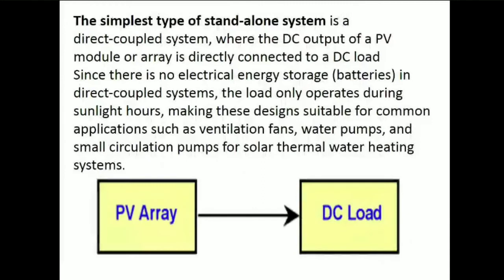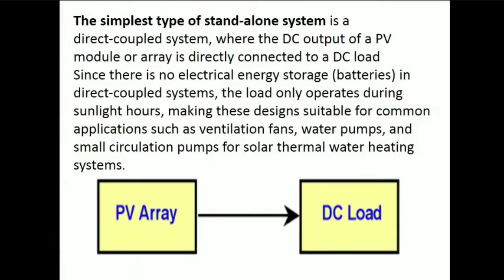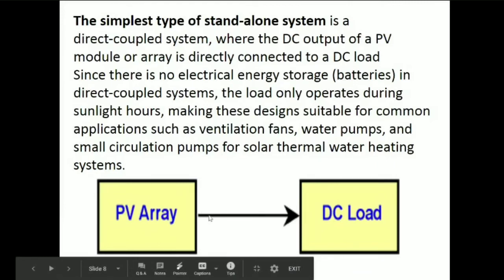The simplest type of standalone system is a direct coupled system where the DC output of a PV module or array is directly connected to DC load. Since there is no electrical energy storage, that is batteries, in direct coupled system, the load only operates during sunlight hours, making this design suitable for common applications such as ventilation fans, water pumps, and small circulation pumps for solar thermal water heating systems. Then the advanced models will be having a charge controller and a battery for storage. So during night time also we can have the supply.